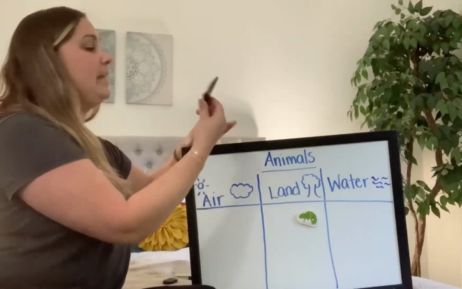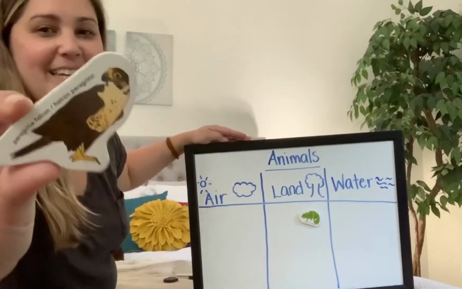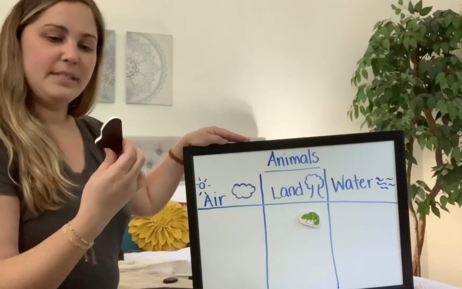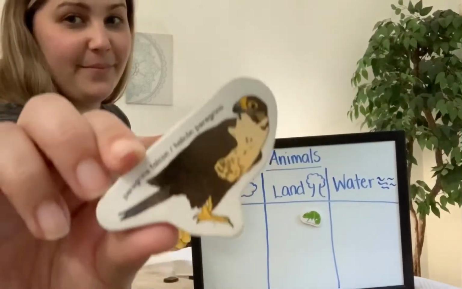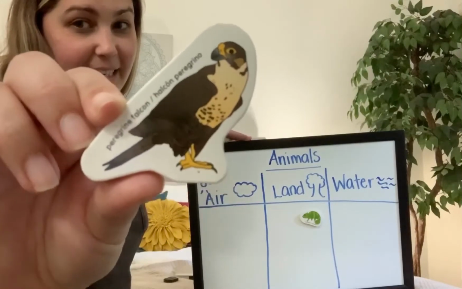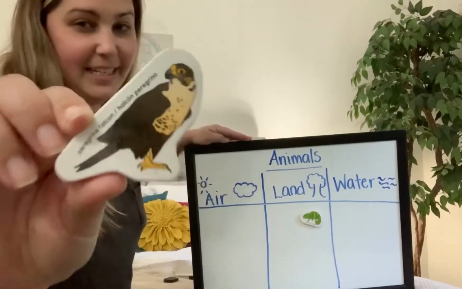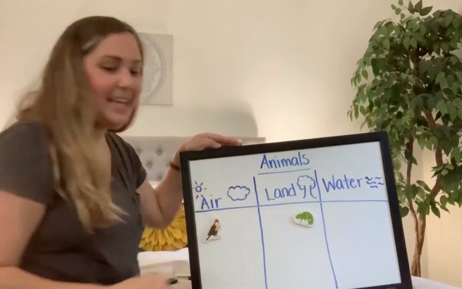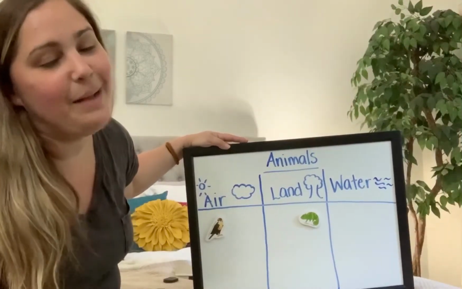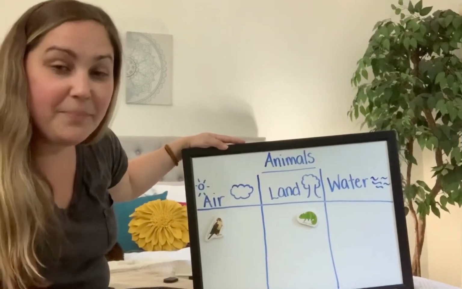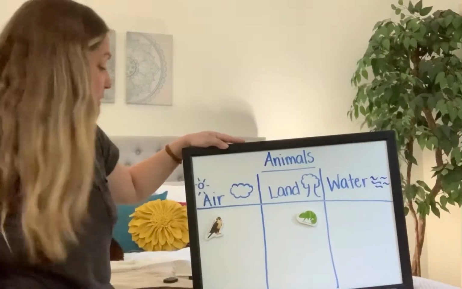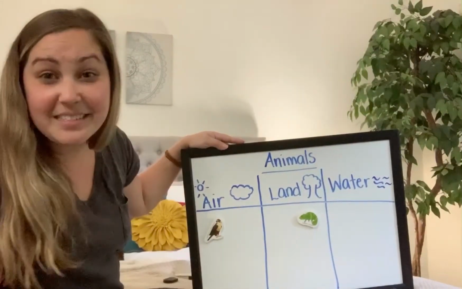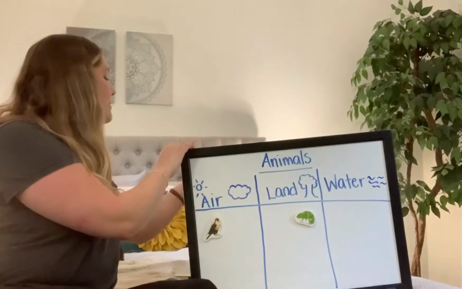Okay, the next one I have here is a falcon. I notice that it is a bird, and it has wings and claws. Where does this bird usually live? It lives in the air. It flies in the air. It probably doesn't sleep in the air, but most of the time you'll find a falcon flying. So one property about animals that fly in the air, they have wings. So remember that. Let's see what's next.